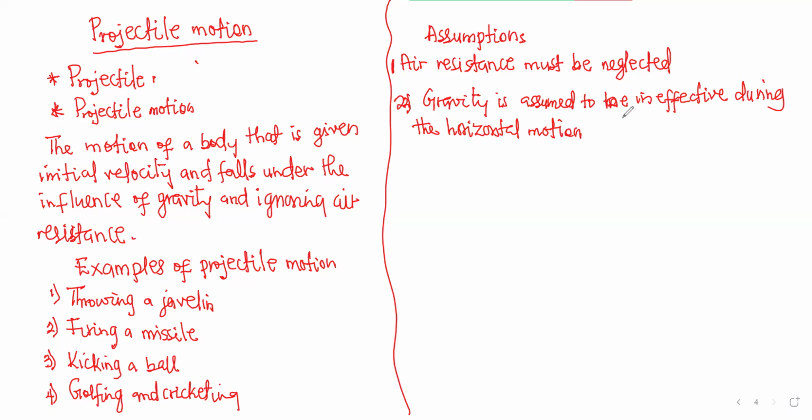Gravity is assumed to be ineffective during the horizontal motion of the projectile. So these are the two key assumptions in projectile motion.